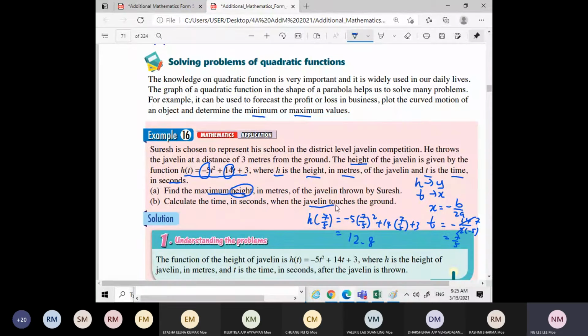When the javelin touches the ground means H equal to 0. This one means H equal to 0. So when H equal to 0, what is the T? This is for part B. This is for part A. When H equal to 0, what is the T? So you do this way. Let the whole function, the H, equal to 0.